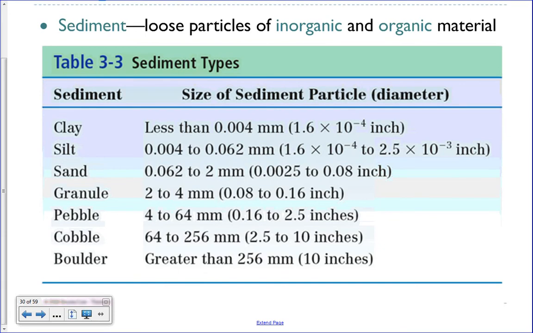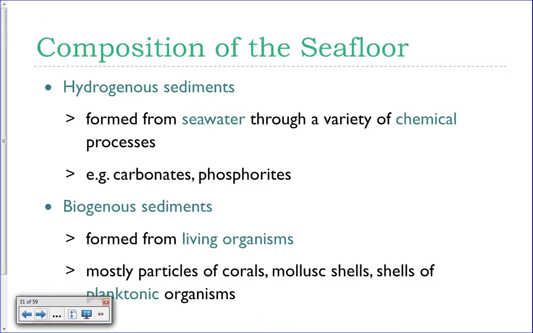I know. But all of this stuff, clay, silt, sand, all of this is on the seafloor. And we have 4 major types of sediment that you will find. We have hydrogenous sediment, biogenous sediment, aerogenous sediment, and cosmogenous.